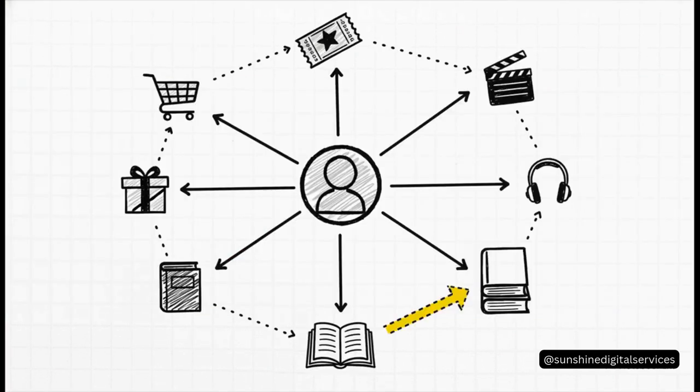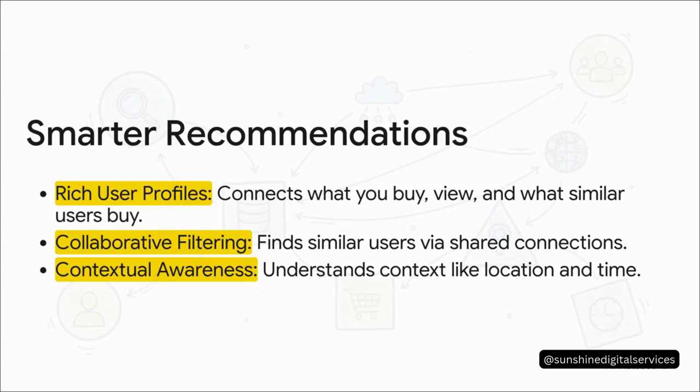This exact same power is also completely changing the recommendation engines we use every day, from what to buy online to what movie you should watch next. So instead of just looking at your past purchases, a graph engine understands the whole web of connections. It connects what you've viewed to what your friends have bought, to what other people with similar tastes enjoy. And because of that, it can make these incredibly accurate, context-aware recommendations that feel genuinely helpful, not just random.